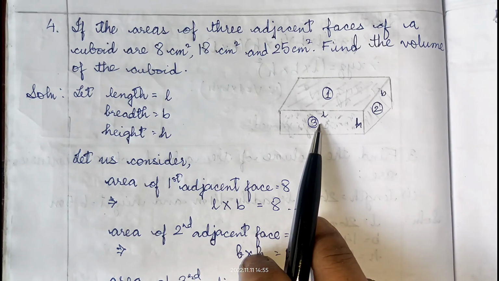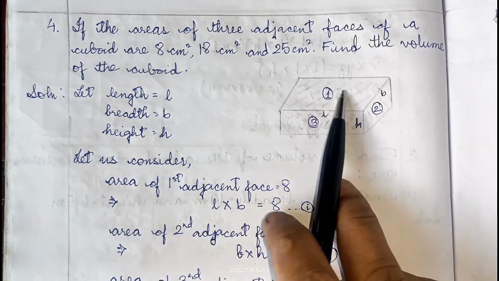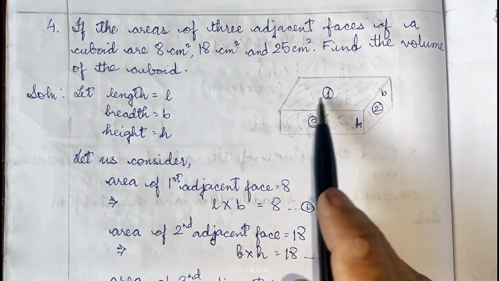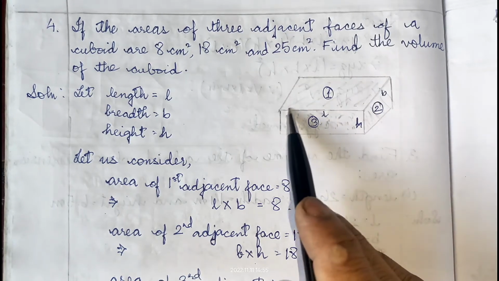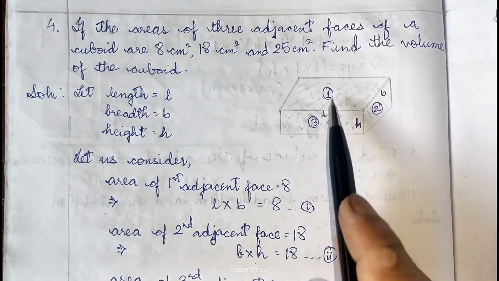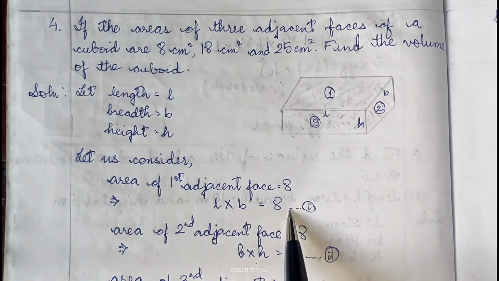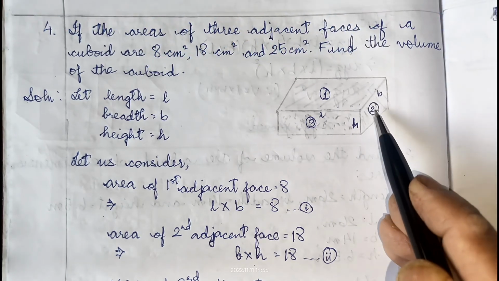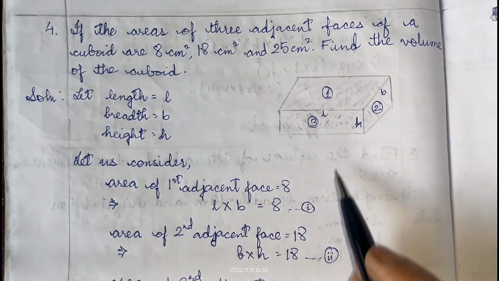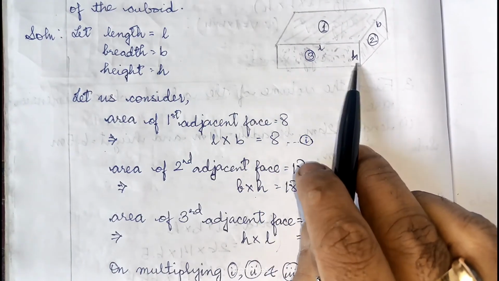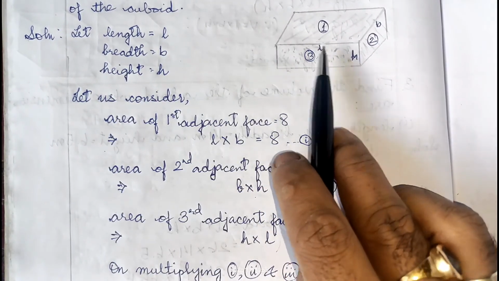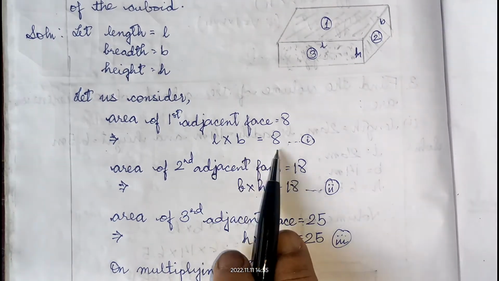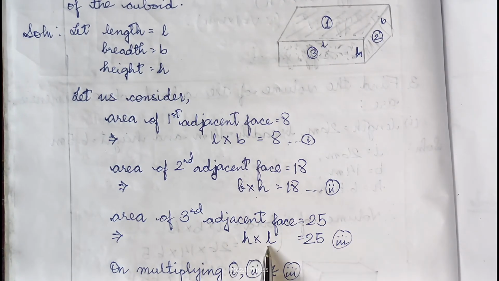So 3 faces are there, and the areas of these 3 faces: this one is 8, this one is 18 and this one is 25. So the area of this face will be L into B, because this is length, this is breadth. So L into B we can consider 8. Now second face, this is breadth, this is height, area of this part is B into H, so B into H will be 18. In this face it is length, this is height, so area will be L into H, and as per the question this is 25, so H into L is 25. So we got 3 equations: L into B 8, B into H 18 and H into L 25.